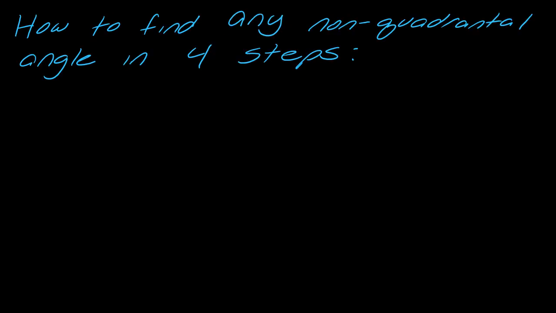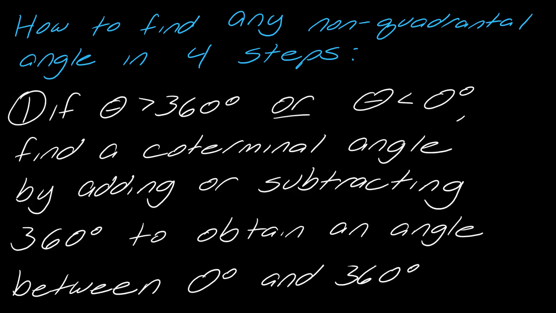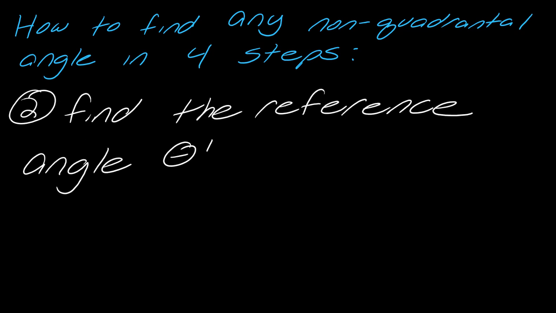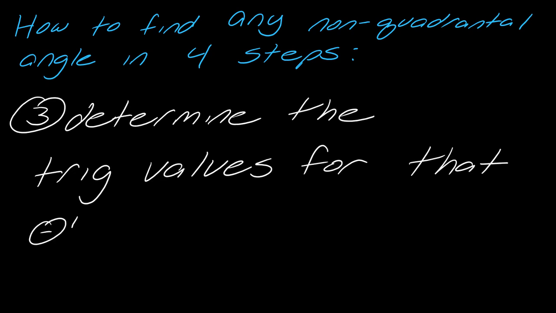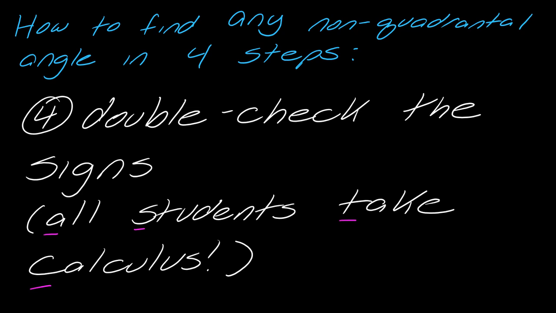All right, so now I want to talk about how to find any non-quadrantal angle in 4 steps. So step 1, if your angle is either greater than 360 degrees or less than 0, then find the coterminal angle by either adding or subtracting 360 to obtain an angle somewhere between 0 degrees and 360. Second, you want to find the reference angle, which we've been spending a lot of time doing in this video. Third, determine the trig values for that reference angle, theta prime, and then double check the signs when you're done. Remember, all students take calculus. That is probably the way I would remember this even now if I got thrown off.